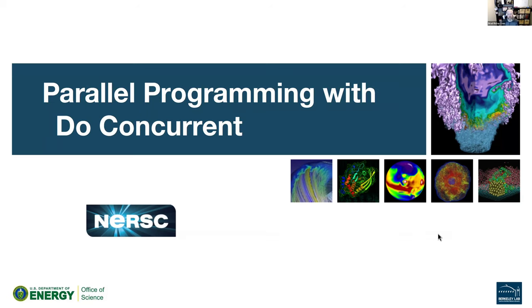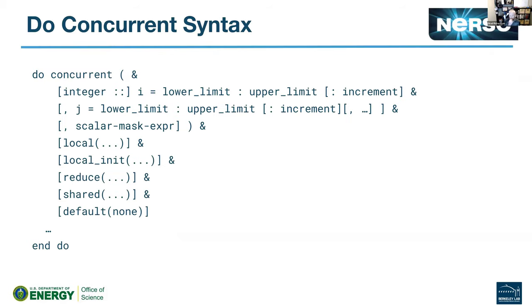This afternoon we'll talk about parallel programming with do concurrent and OpenMP, which are a couple of shared memory, single node type parallel programming models that Fortran mostly supports. So let's get started with do concurrent. Do concurrent is basically some special syntax around what would normally just be a regular old do loop.